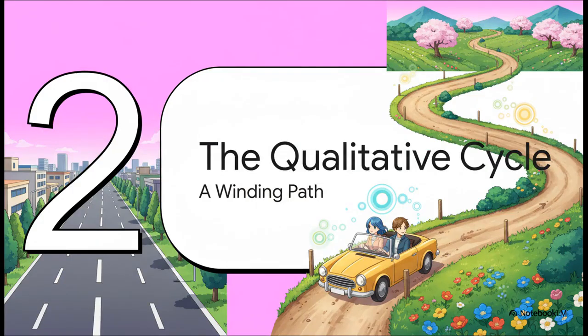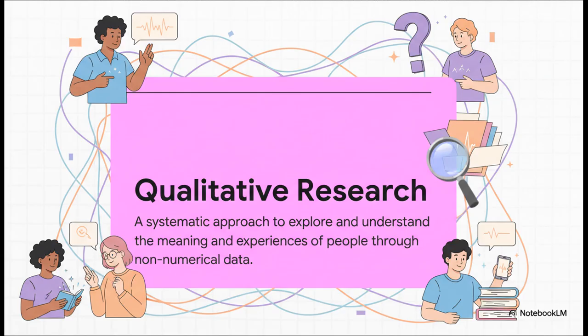Okay, let's switch gears and jump over to our second path. If quantitative was that straight highway, then qualitative research is more like a winding, scenic country road. It's all about exploration, and the journey itself can be pretty circular. See, instead of numbers, qualitative research is all about meaning. It's a systematic way to dive deep and really understand people's experiences. We're talking about non-numerical data here, things like in-depth interviews, stories, photos, personal journals. It's all about the why and how behind what people do.